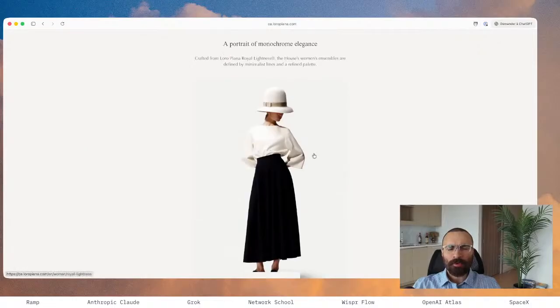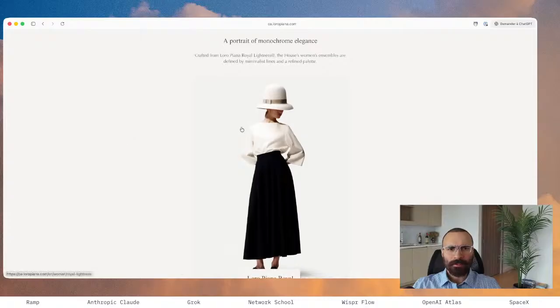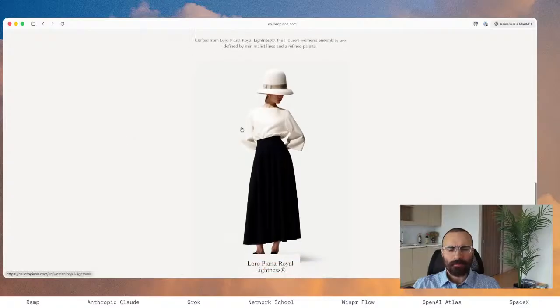A portrait of monochrome elegance, crafted from Loro Piana Royal Lightness. The house's women's ensembles are defined by minimalist lines and a refined palette.